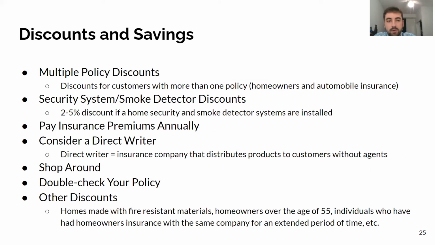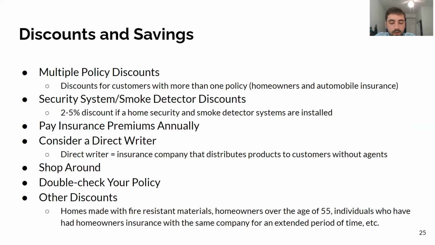And now we can go over some of the other available discounts. Multiple policy discounts are provided by insurance companies to customers who have more than one policy with them. Many insurance companies also offer discounts from 2 to 5% for installing security and smoke detector systems, and some even offer discounts for installing sprinkler systems. Also, if you pay your insurance premiums annually, in one lump sum instead of quarterly or other payment options, most companies will give a discount.